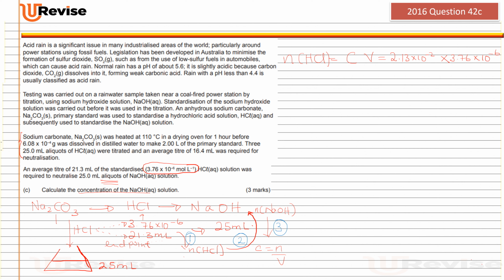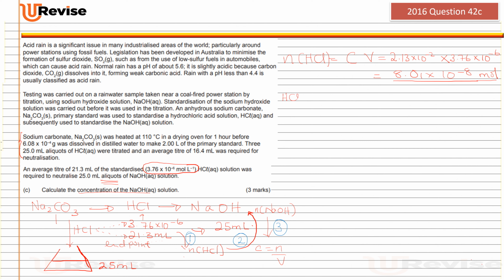Now, if we multiply these two numbers, we get 8.01 times 10 to the power of minus 8. These are the moles of HCl that reacted with the 25 mils of sodium hydroxide. Now, if we write a balanced equation, because we want to look at the ratio at which HCl and sodium hydroxide were reacting.